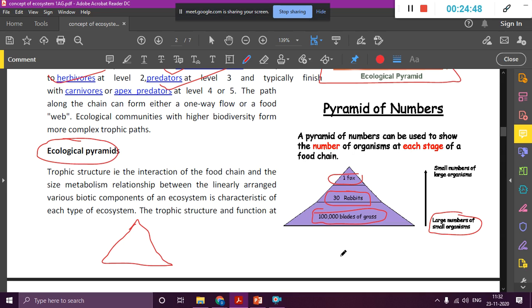In a particular area you can count that the number of grass is much higher. You have a lesser number of grasshoppers, and those who eat the grasshoppers, the birds, are even fewer. One bird, 30 grasshoppers, and 300,000 blades of grass. So this is a pyramid of numbers.